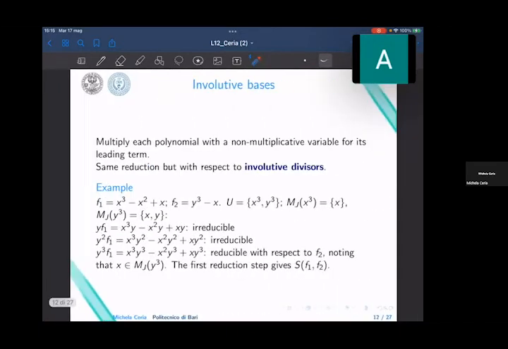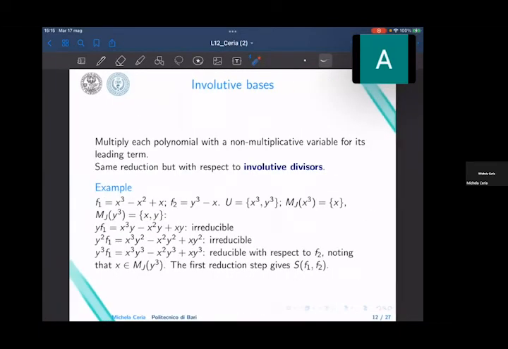The idea is that you multiply each polynomial by a non-multiplicative variable for its leading term, and you make the same kind of reduction, but you use only the involutive divisor. This involutive divisor is exactly that monomial that I indicate with a circle, such that to get your monomial, you only have to multiply by multiplicative variables. So in this way, you make better reduction. You have only one way, but you get in any case also the S polynomials that you had. So you get the same S polynomial, you do that step by step and with a better reduction.